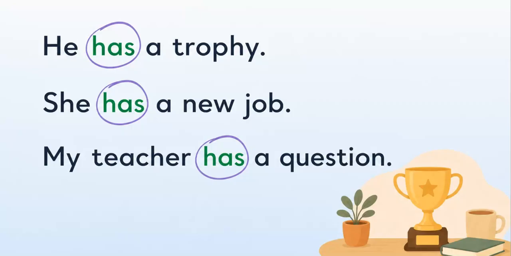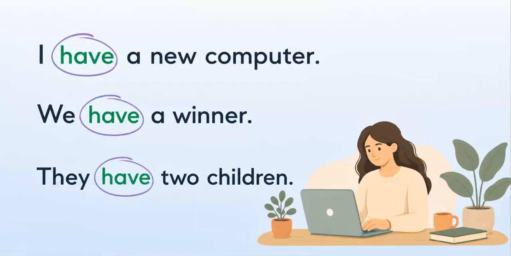For example, he has a trophy. She has a new job. My teacher has a question. I have a computer. We have a winner. They have 2 children.